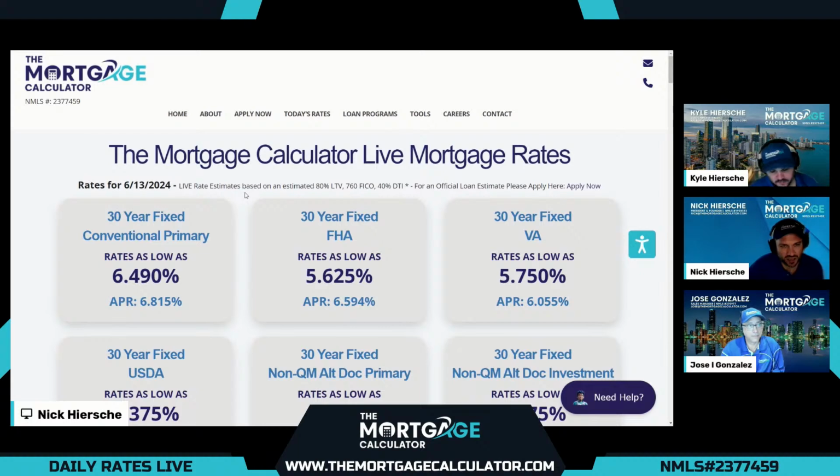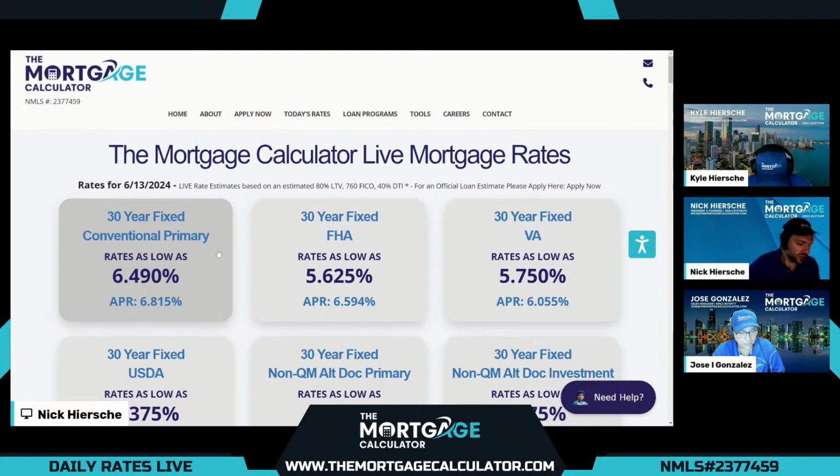So the market's about the same as it was yesterday for the standard programs, but we do see some changes in the non-QM. So first up for our standard options, most popular program, typically a conventional option for our primary home borrowers. Rates as low as 6.49 today. Final APR 6.815, right about the same as it was yesterday during the show, which is much better than it was the last couple weeks.